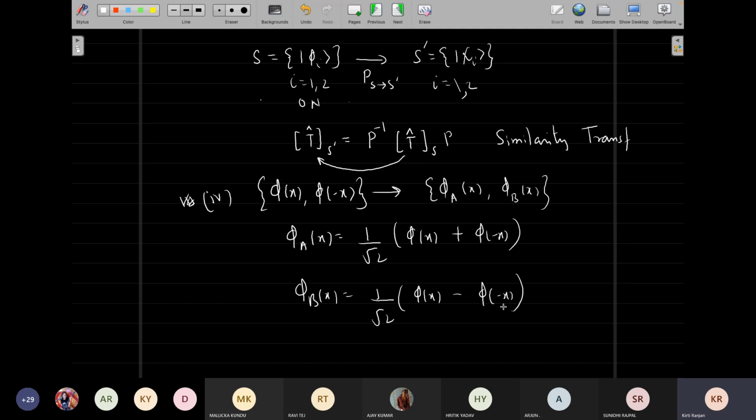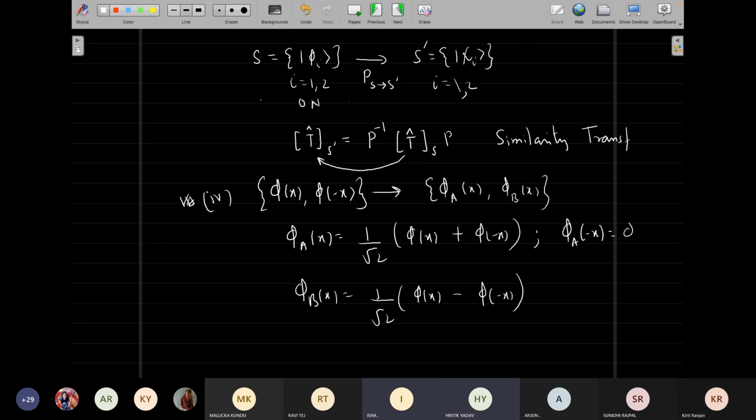Can you think of what I have done? What kind of phi_A(x) and phi_B(x) are these, even though you did not know anything about phi(x) and phi(minus x)? Even and odd, normalized eigenstates. Yes, this is normalized, but the important point is that if you are going to find phi_A of minus x, then what will be the result?